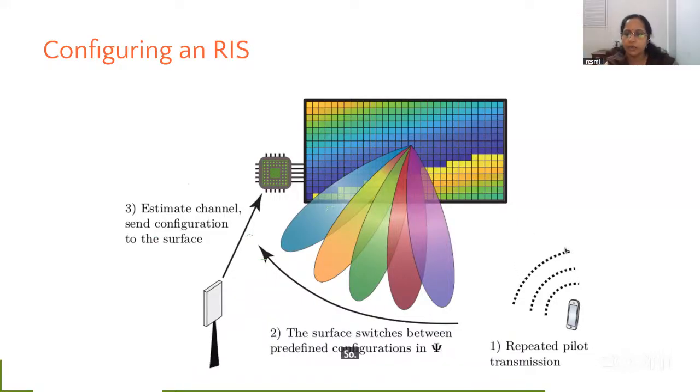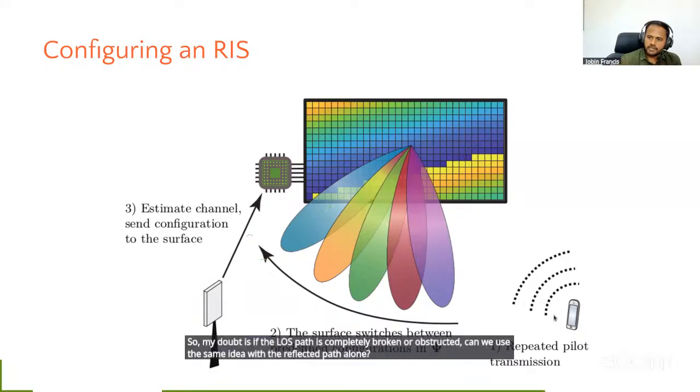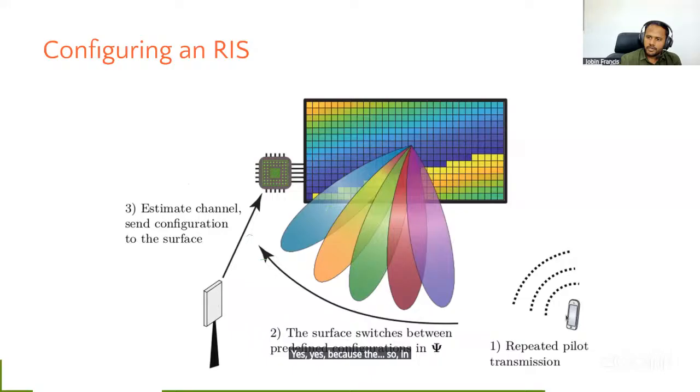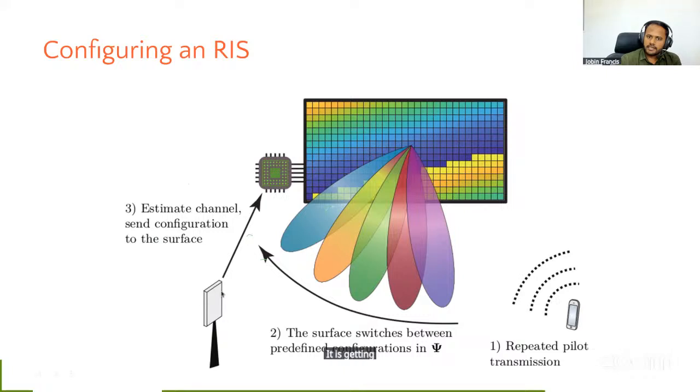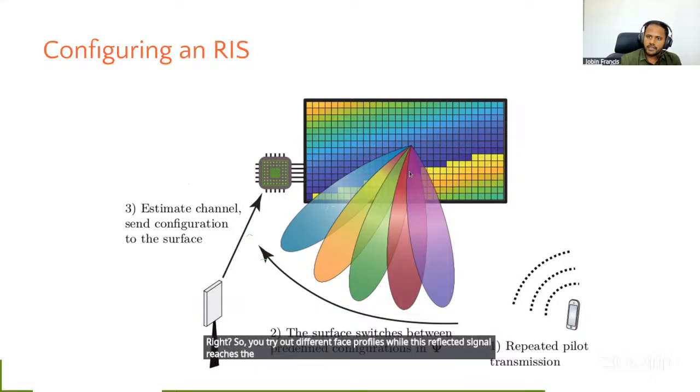So my doubt is, if the LOS path is completely broken or obstructed, can we use the same idea with the reflected path alone? Yes, because in this illustration, at least, I am not drawing a signal going directly to this transmitter, this cell tower here. The signal goes to the RIS, gets reflected and reaches the cell tower. So you try out different phase profiles while this reflected signal reaches the cell tower, and the one that gives you the strongest signal is the one that you should use.